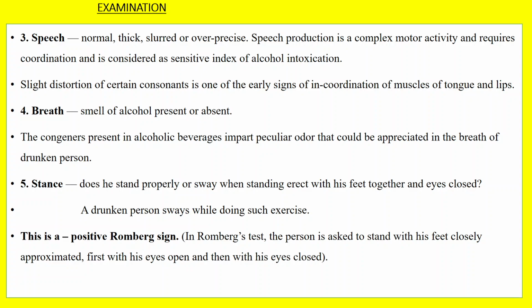Next is the stance. Does the individual stand properly, or is he swaying either way when standing erect with his feet together and eyes closed? A drunken person always sways while doing such an exercise, and this is known as a positive Romberg sign. In the Romberg's test, the person is asked to stand with his feet closely approximated, with his eyes open and then with his eyes closed.